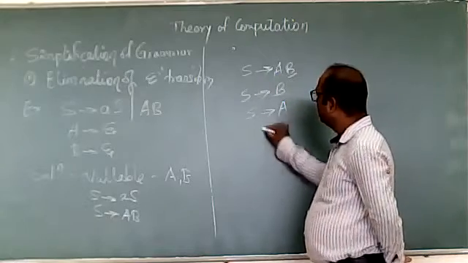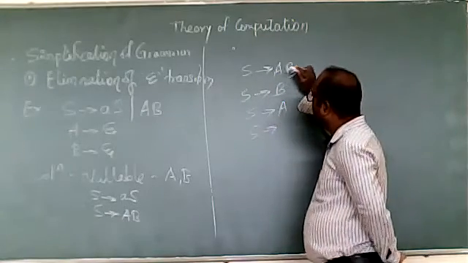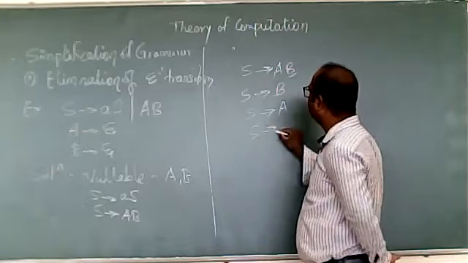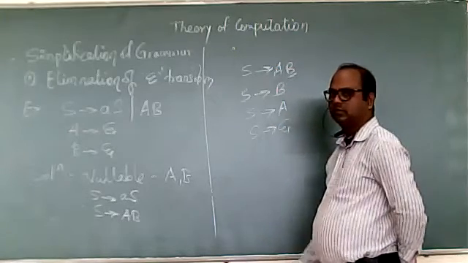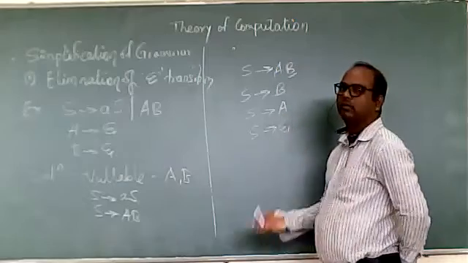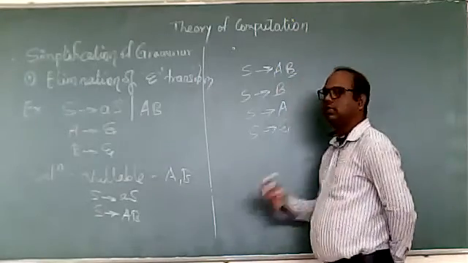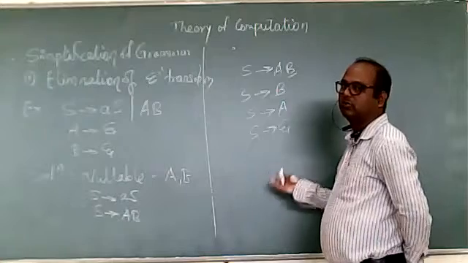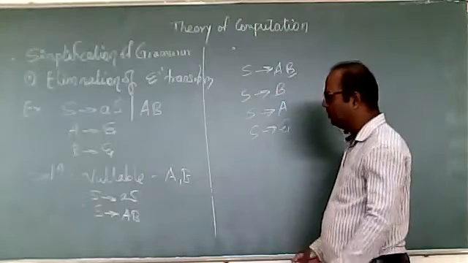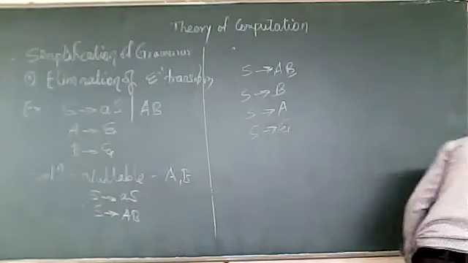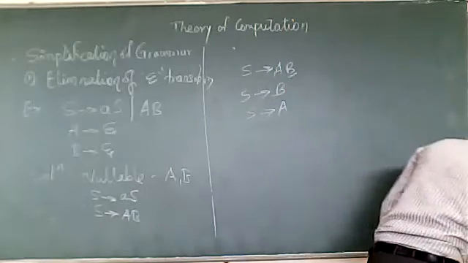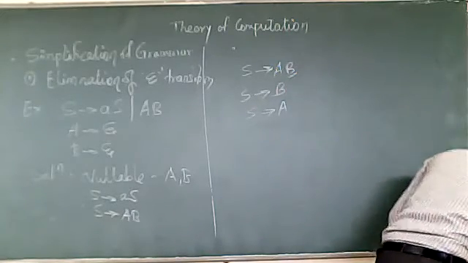Now, if we replace both A and B with epsilon, we'll get S produces epsilon, because A and B are both nullable symbols. But S produces epsilon doesn't mean anything, so we'll just remove this production. There is no need of writing this production.